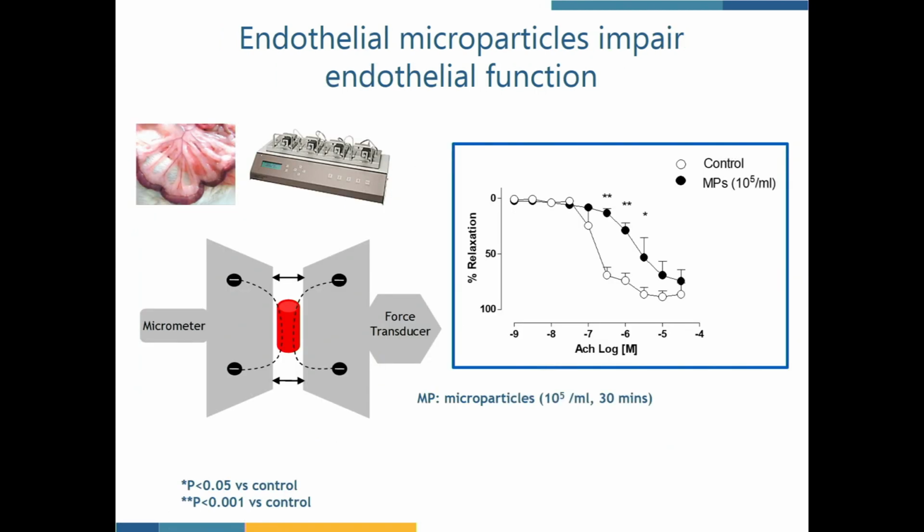And if we expose isolated blood vessels, in this case mesenteric arteries from mice, to microparticles in the water bath, we actually see an impairment in acetylcholine-mediated relaxation of our blood vessels. A normal relaxation begins to be seen around 10 to the minus 7, 10 to the minus 6. We see almost a full log, almost a 10-fold impairment in relaxation when they're exposed to these microparticles.